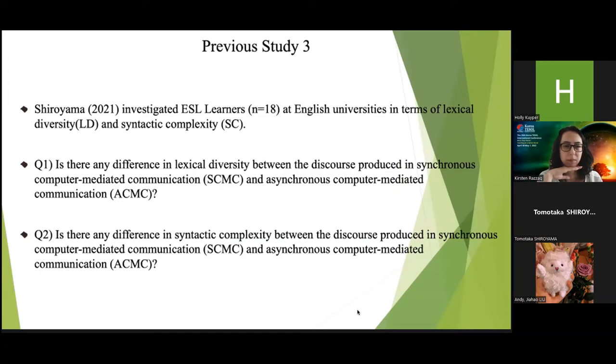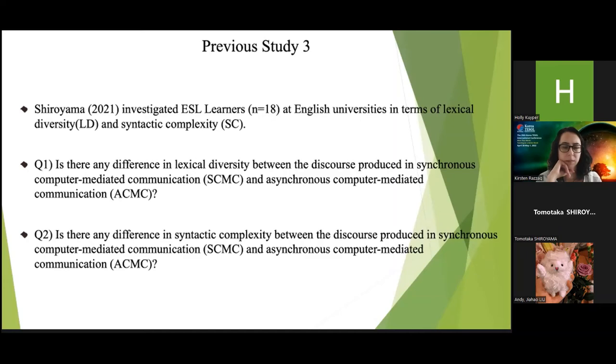So the result is that there is no significant difference in lexical diversity between synchronous and asynchronous communication. However, regarding syntactic complexity, I used mean length of sentence, mean length of clause, and mean length of T unit. The mean length of T unit is more related to the correlation with student writing abilities. These three measures showed more significant differences between the modes.